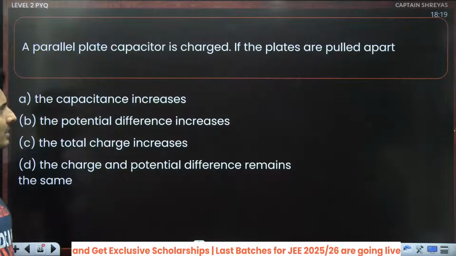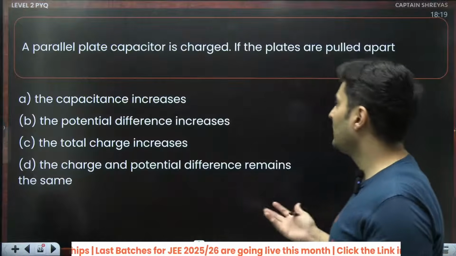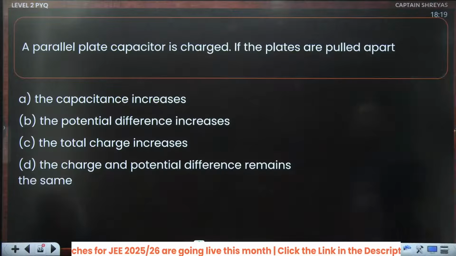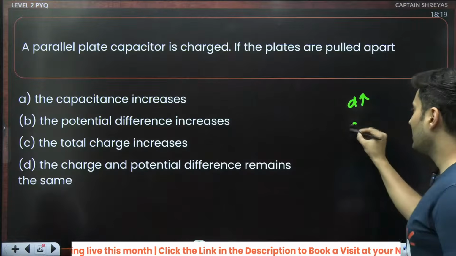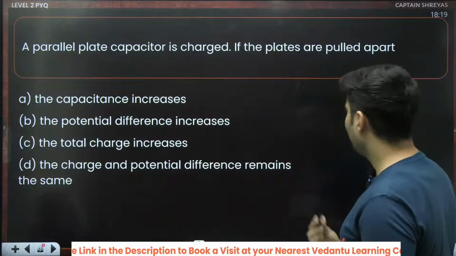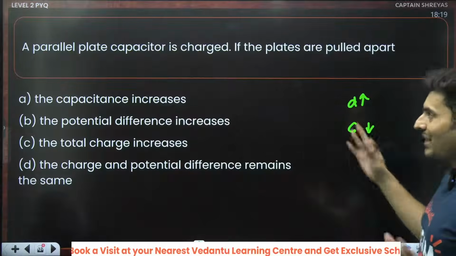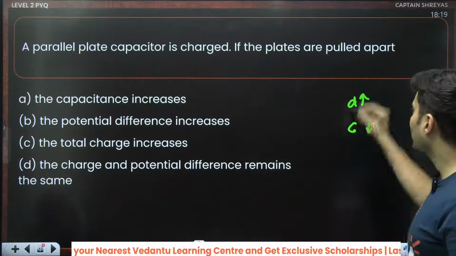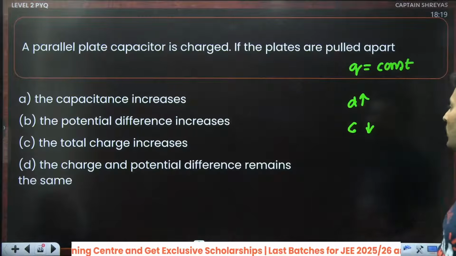The parallel plate capacitor is charged, if the plates are pulled apart. Well, a parallel plate capacitor is charged. I think I showed the answer by mistake. If the plates are pulled apart, that means the distance increases. That means the capacitance will decrease because capacitance is epsilon naught A by D. If capacitance decreases, what will happen? A capacitor is charged. It's not connected to anything. So here the charge is basically constant.